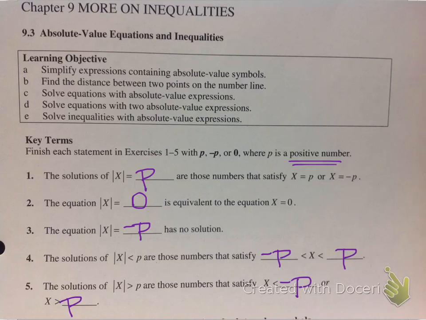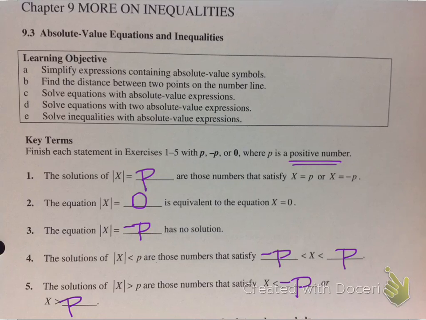The equation absolute value of x equals 0 must mean that x equals 0. And the equation absolute value of x equals negative p has no solution because absolute value is distance, and distance can't be negative, so you can't have a negative solution, which means no solution. The solutions of absolute value of x less than p are those numbers that satisfy x is less than p and x is greater than negative p.